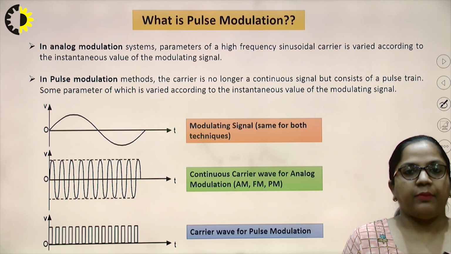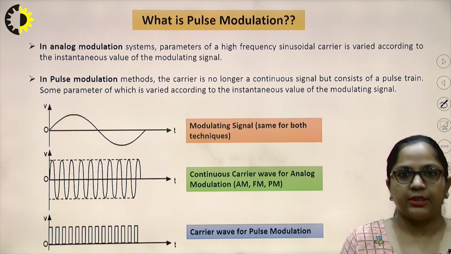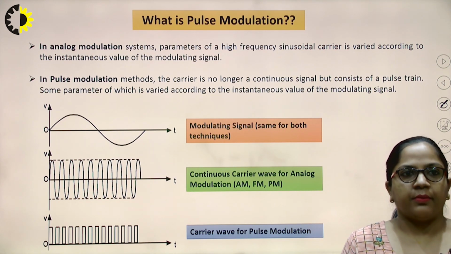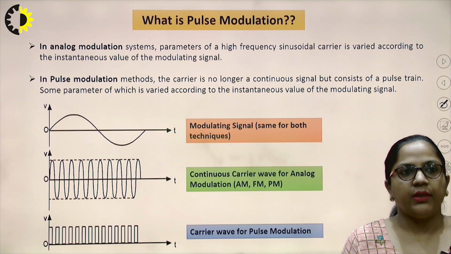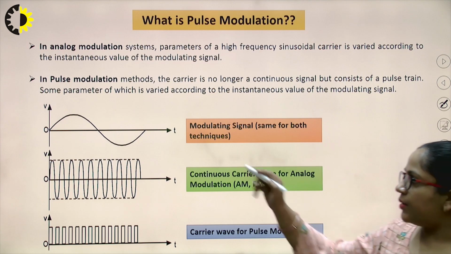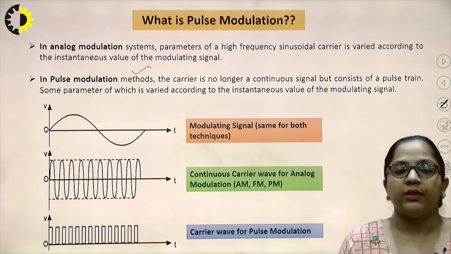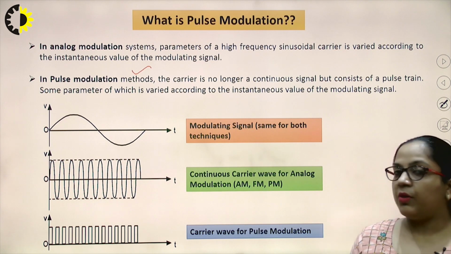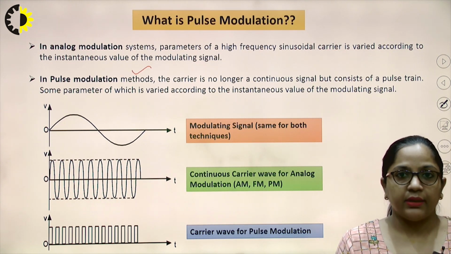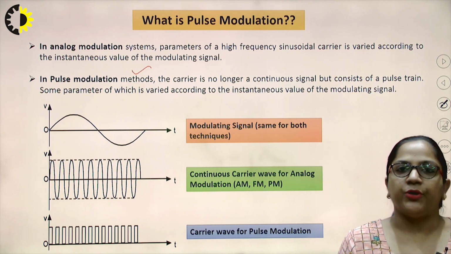This modulation we can perform with the help of a high frequency carrier signal. That carrier signal can be in the form of a continuous analog signal. That carrier signal can also be in the form of a pulse train. So in an analog modulation system, we vary some of the parameters of a high frequency sinusoidal waveform according to the instantaneous value of the modulating signal. While in case of pulse modulation, what is pulse modulation? In case of pulse modulation, the carrier is no longer a continuous signal, but it consists of a pulse train, and we vary some of the parameters like amplitude, width or position of that pulse train according to the instantaneous value of the modulating signal.